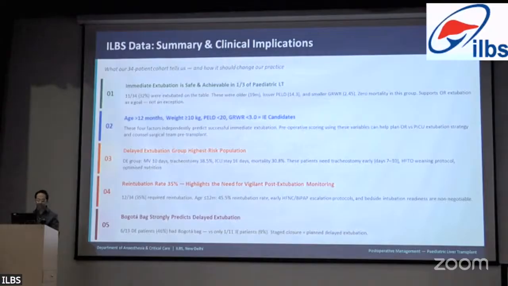Delayed extubation is the group at highest risk. 38% had tracheostomy, higher ICU stay, and higher mortality. So from our case series, we learned that these patients need early tracheostomy and good weaning protocols. And reintubation rates are high in all our cohorts, even in those patients who were extubated on the table. So there's a need for vigilant post-extubation monitoring.